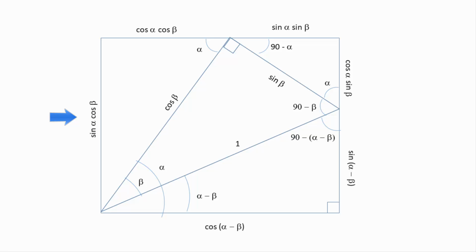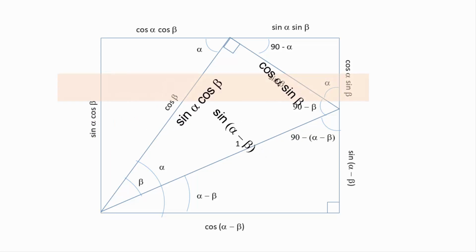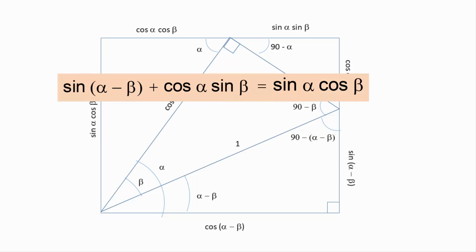Now, because we have a rectangle, we know that each of the facing sides must be the same length. So, for example, this right side is exactly the same length as the left side. And that leads us to the identity for sine of alpha minus beta. Specifically, we'll set these lengths equal to one another and then subtract cos alpha sine beta from both sides, which yields that sine of alpha minus beta is equal to sine alpha cos beta minus cos alpha sine beta.